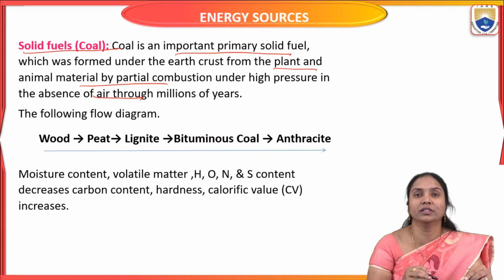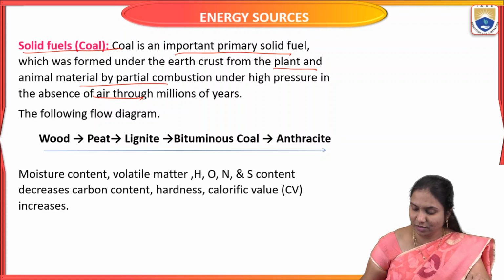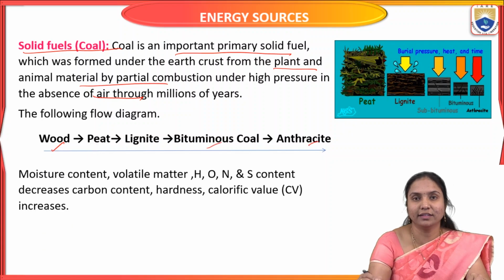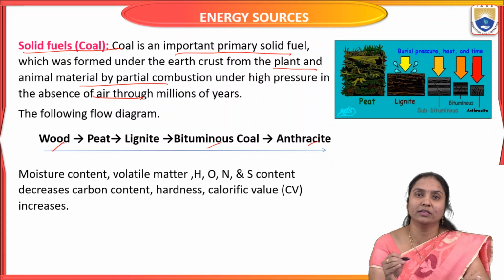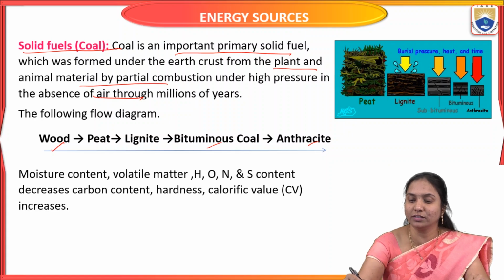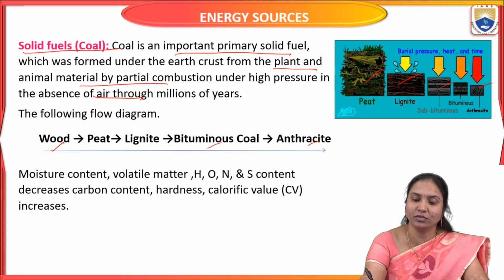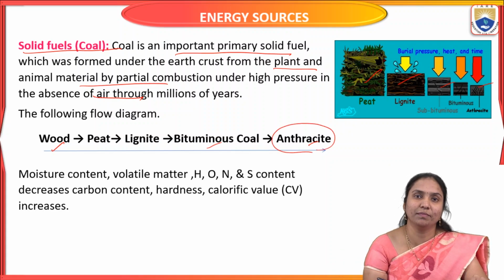So how is wood converted into coal? What are the steps involved? First, wood is converted to peat, then lignite, bituminous coal, and anthracite coal, as you can see in this diagram. This anthracite coal is used for industrial purposes, and we also use it for domestic purposes.